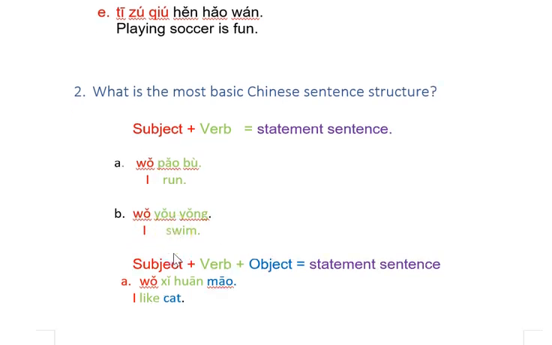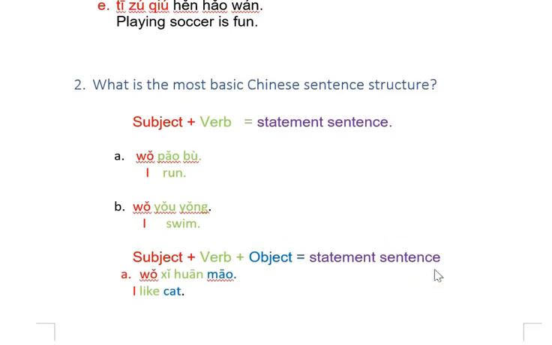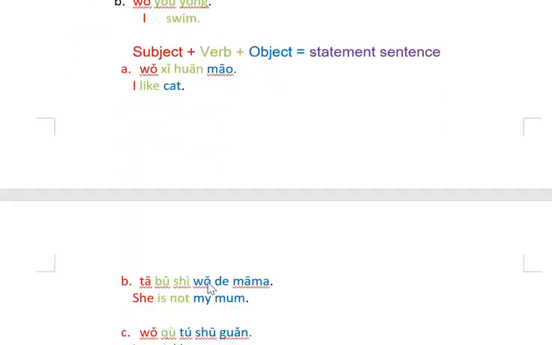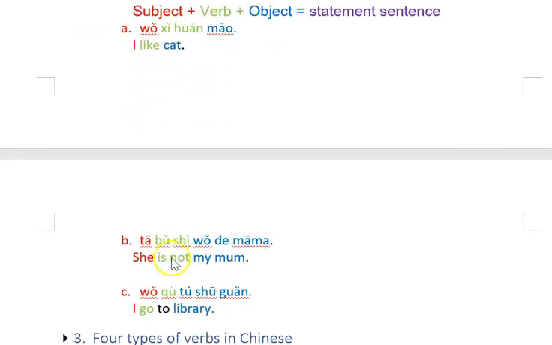But most of the time, we need a subject, verb, and object. When the 3 components are together, we form a statement sentence. So that's a statement sentence. 我喜欢猫. 我 is the subject, I. 喜欢 means like, which is a verb. 猫 is the object, which means the cat. 我喜欢猫.